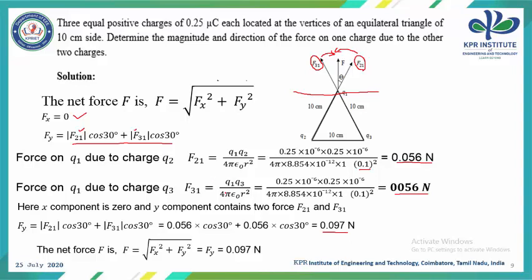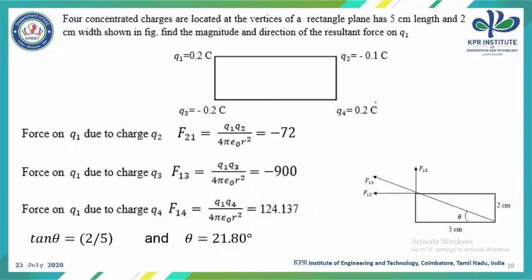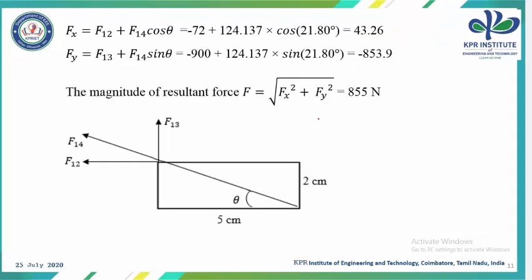Now once you find the Fx and Fy values, you have to find the net force. F is equal to the square root of Fx squared plus Fy squared. Whereas this value is 0, then Fy squared is 0.097 the whole squared, which gives Fy equal to 0.097 Newton. Clear? This is a homework problem. You have to try it on your own and find the final solutions. You just verify this result. Thank you.